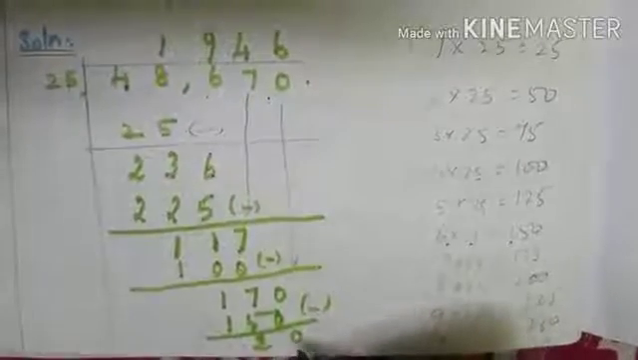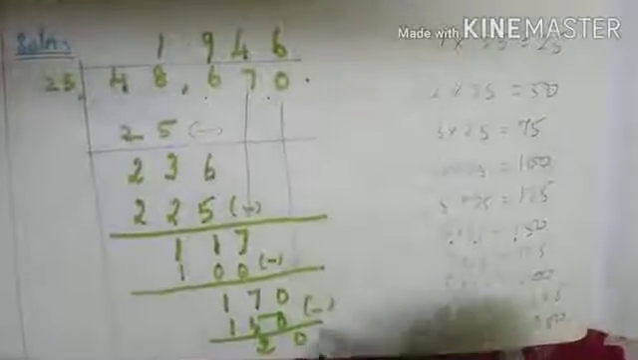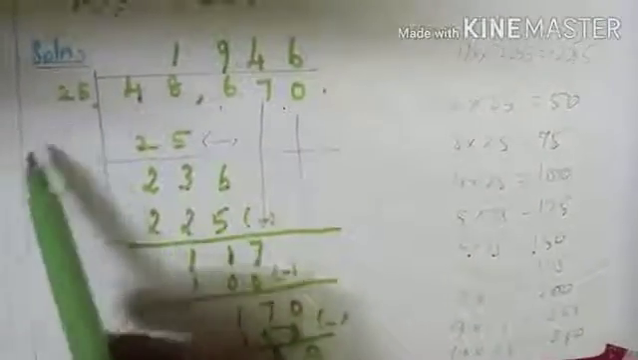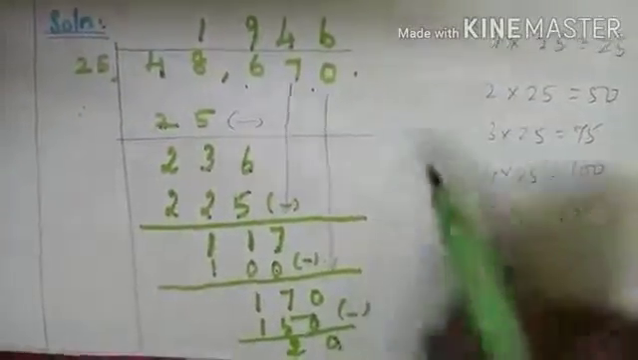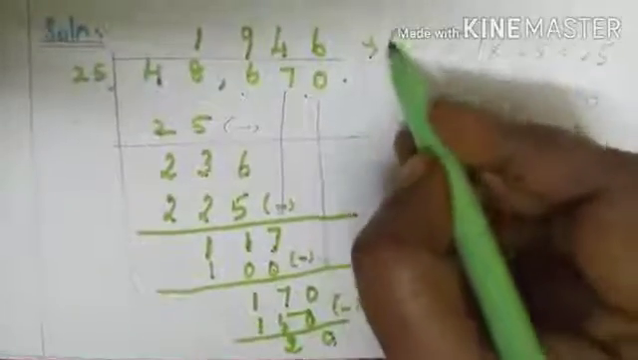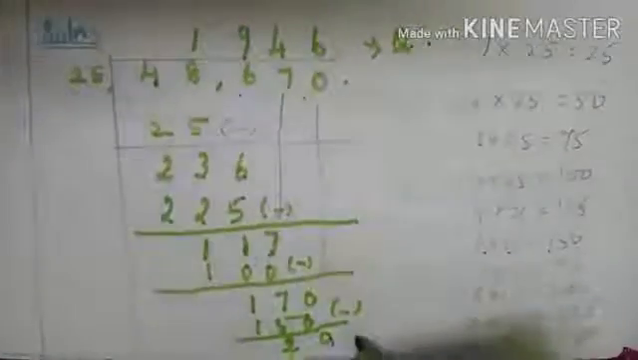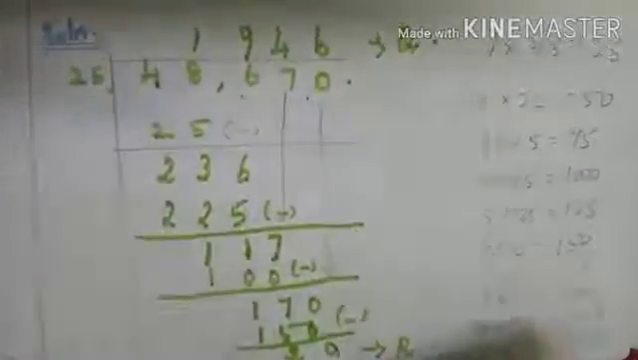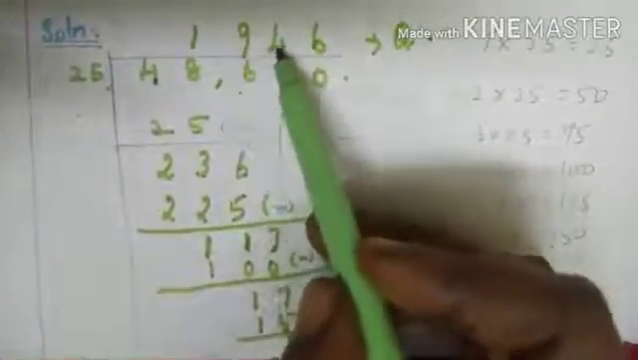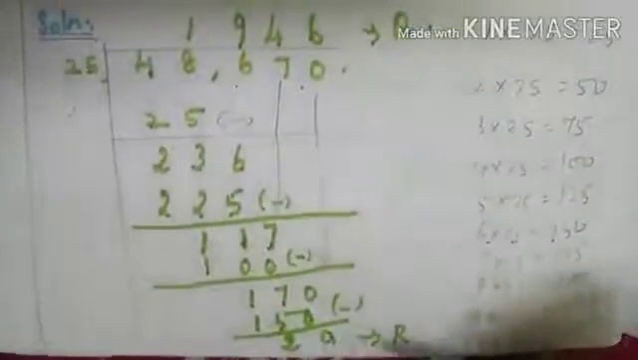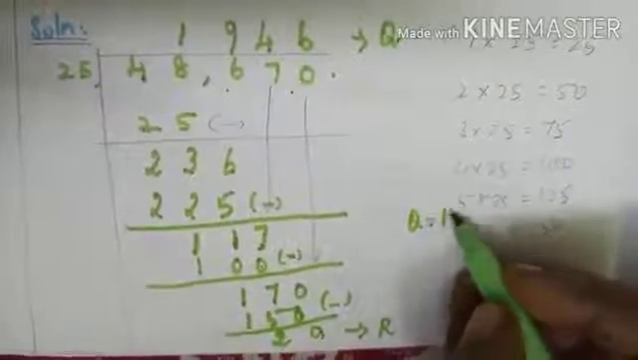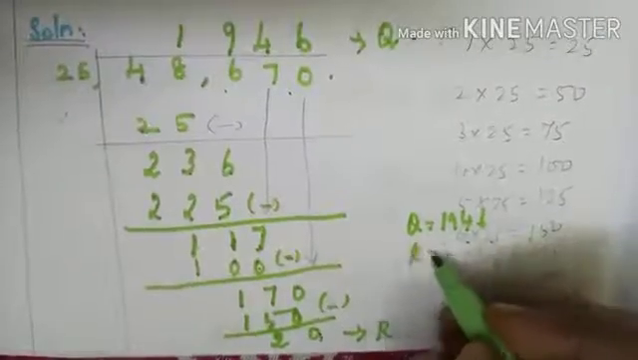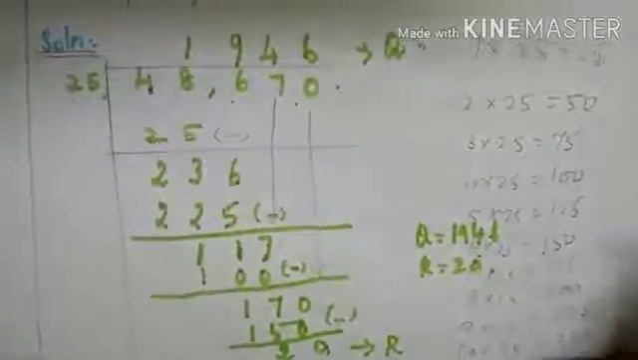20. So afterwards we can't do anything since this will be the remainder, and when we are comparing, the divisor is 25, which is greater than this number, and this will be the quotient. The remainder is what? 20. The quotient is 1946 and the remainder is 20. So we can write the quotient equal to 1946 and the remainder equal to 20.